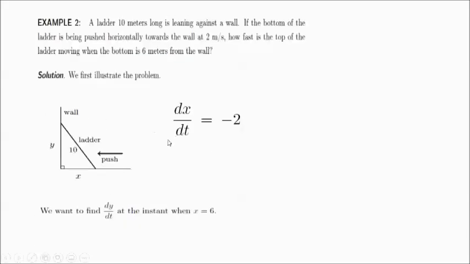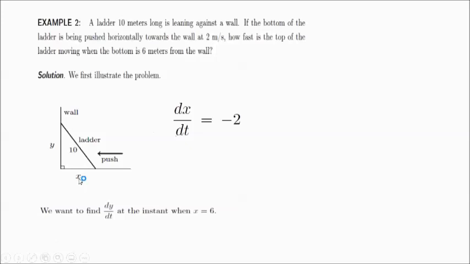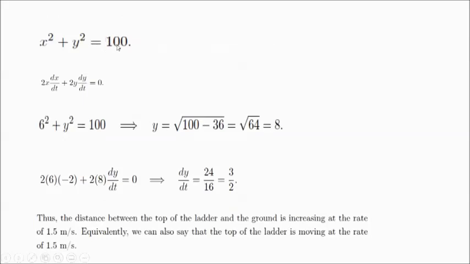Ngayon, ano yung working equation natin? Kailangan nating makakuha ng working equation. Since this is a right triangle, class, we can use the Pythagorean theorem. Remember Pythagorean theorem, class? x squared plus y squared is equal to 10 squared, which is 100.